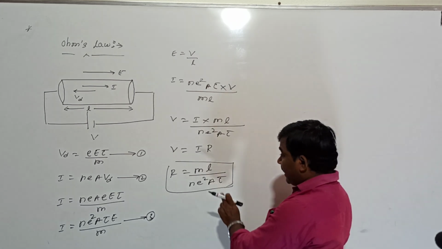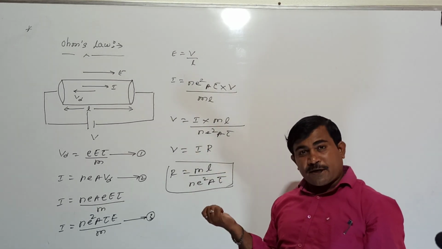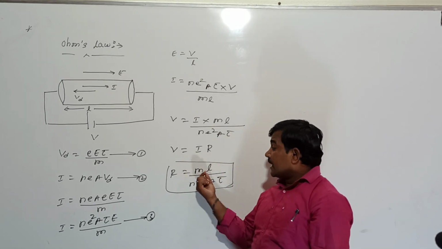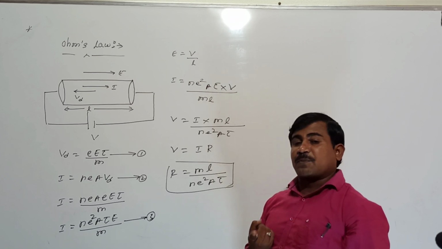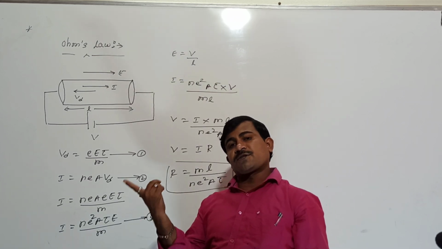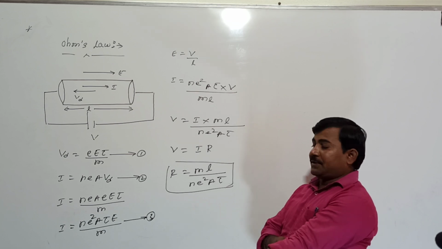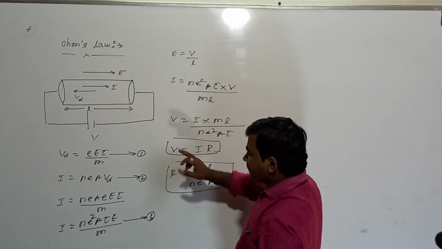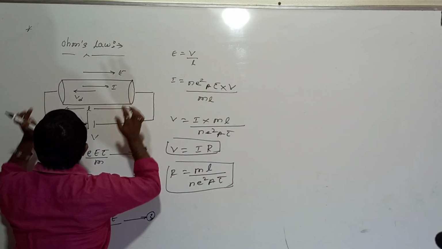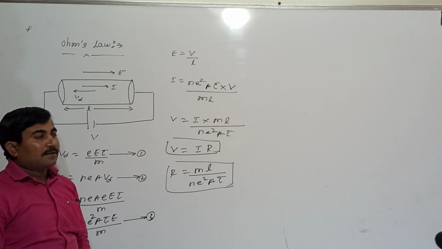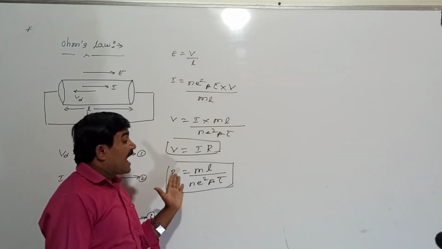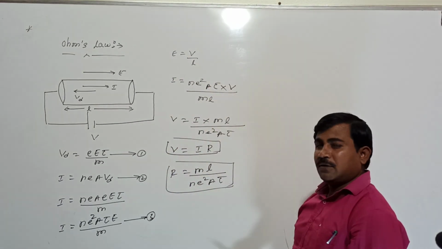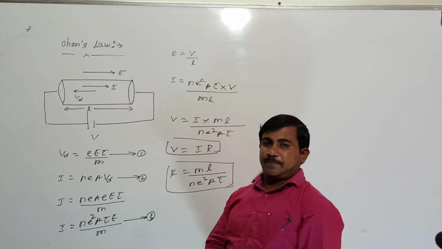If the length of the conductor is constant, the area of the conductor is constant, and the relaxation time is constant, which is possible at a constant temperature and a constant stress, then from this relation what can you say? V is the potential difference across the ends of the conductor, I is the amount of current flowing in the conductor, and R is constant, which we are calling resistance. From all these relations, we can obtain the statement of Ohm's law.